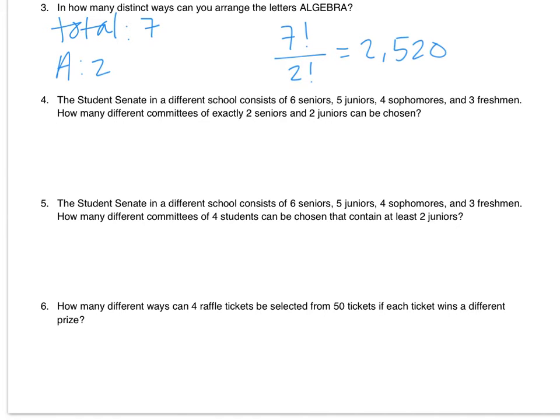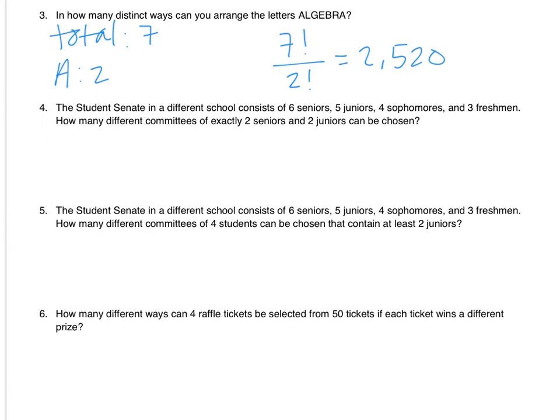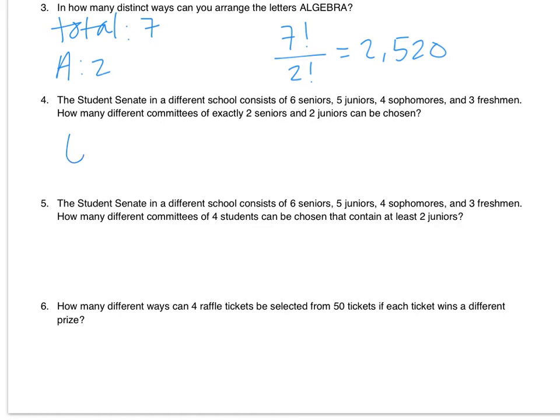The student senate in a different school consists of 6 seniors, 5 juniors, 4 sophomores, and 3 freshmen. How many different committees of exactly 2 seniors and 2 juniors can be chosen? Committees are anything where we're not caring about the order, so it's not a president, vice president, and secretary, it's just 2 people on the committee. This is a combination again. For seniors, we've got 6C2 times the juniors, 5C2. Multiply those together, and we get 150 different committees.